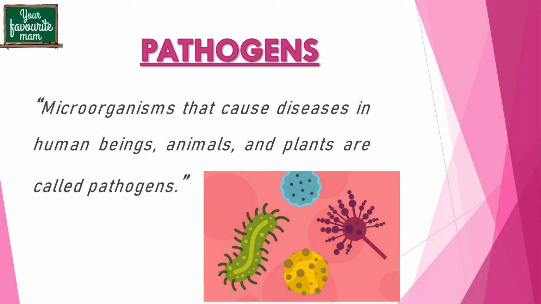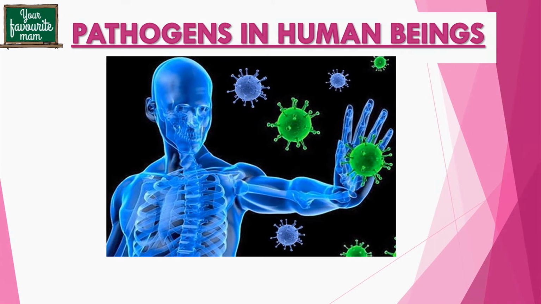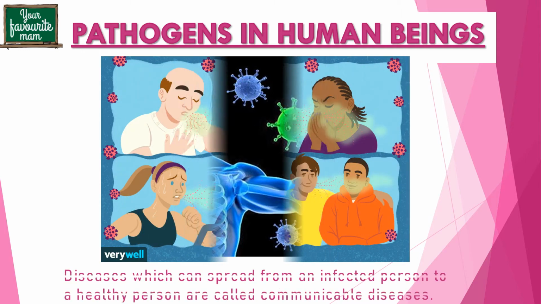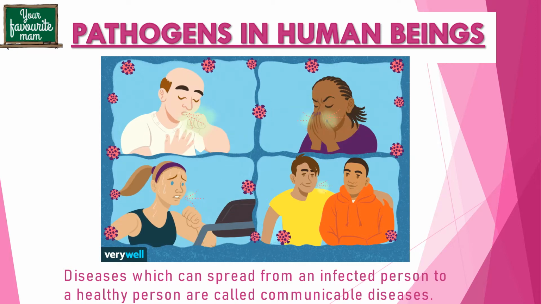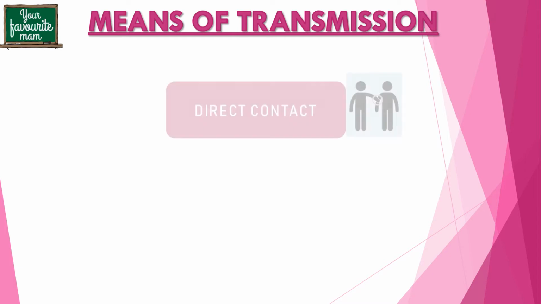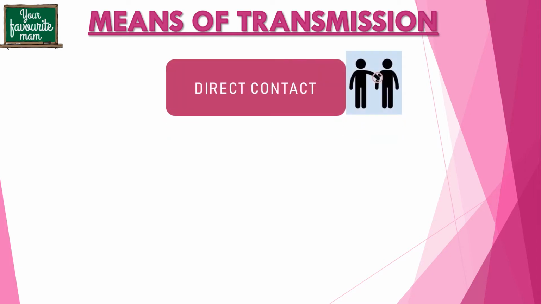So pathogens are those microorganisms that cause diseases in human beings, animals and plants. They are also called the disease-causing microorganisms. So these disease-causing microbes or pathogens enter inside our body and cause various diseases. These diseases, which can spread from an infected person to a healthy person, are called communicable diseases. So there are mainly two means of transmission of diseases: direct contact transmission and indirect contact transmission. Direct contact transmission occurs when there is a physical contact between an infected person and a healthy person, like kissing or a handshake. So, on contact, the disease-causing microbes transfer from an infected person to a healthy person.